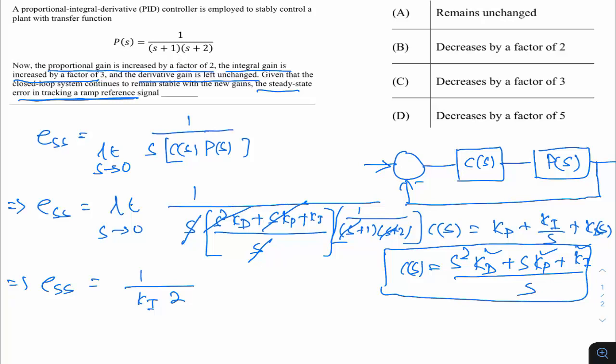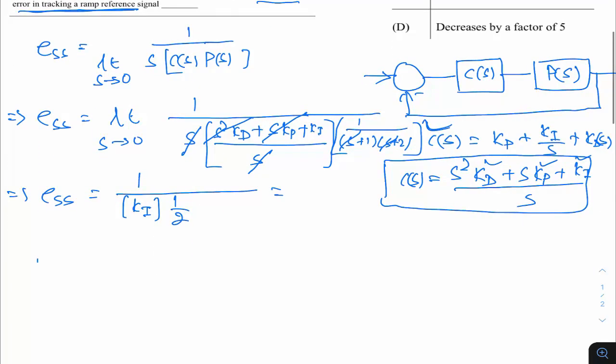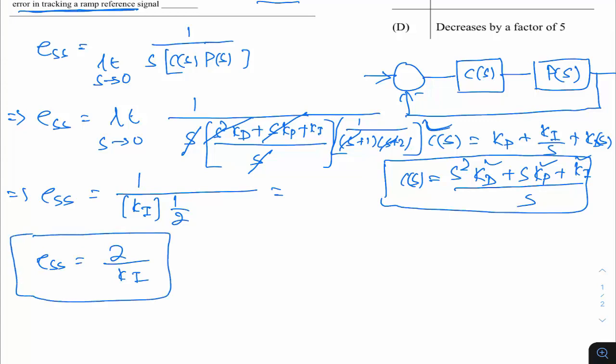From the first bracket you get Ki as it is. And in the second bracket term, if you substitute S equal to 0, you get 1 by 2. So that happens to be 2 by Ki. That means ESS is equal to 2 by Ki. So this is in general the expression of the steady state error for this particular setup.